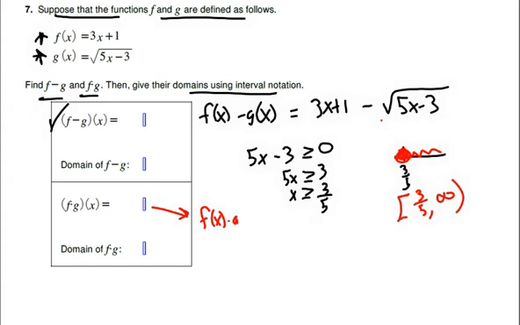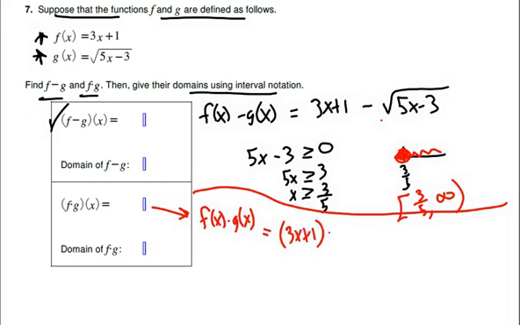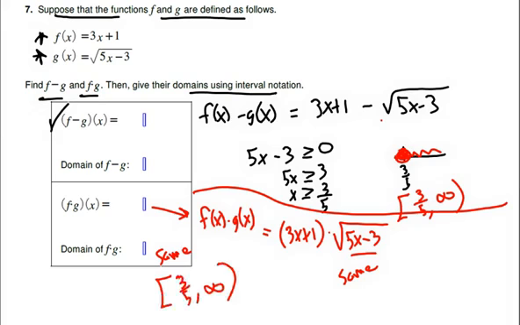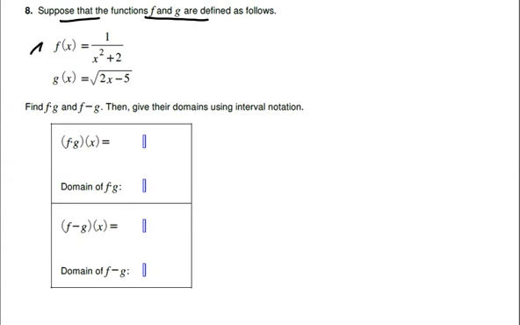And if we look at this part right down here, f times g of x, well, that's just going to be the first one, 3x plus 1, times the square root of 5x minus 3. That's it. That's good. No need to simplify it. If you notice here, that 5x minus 3 is the same thing as we had up there, so it's the same domain. Bracket 3/5, comma, infinity. Nice.